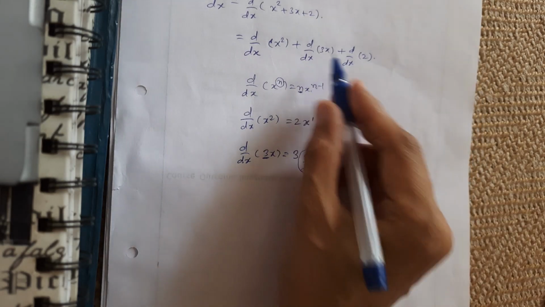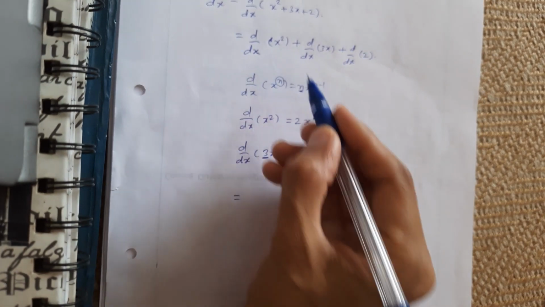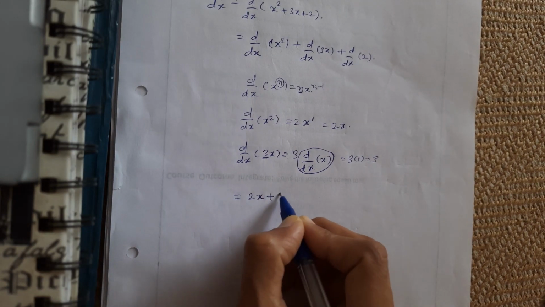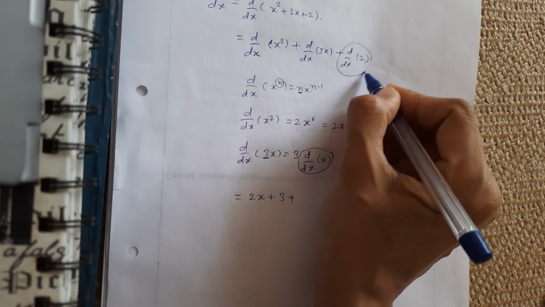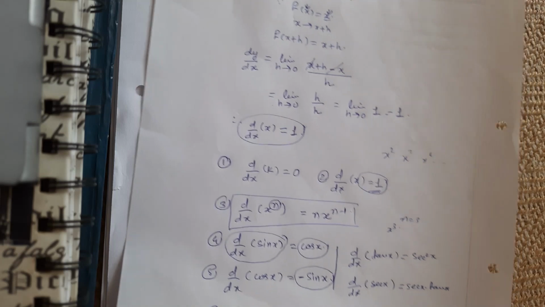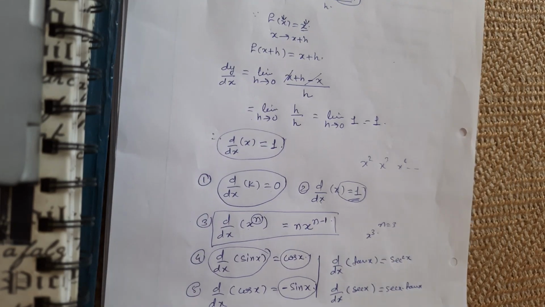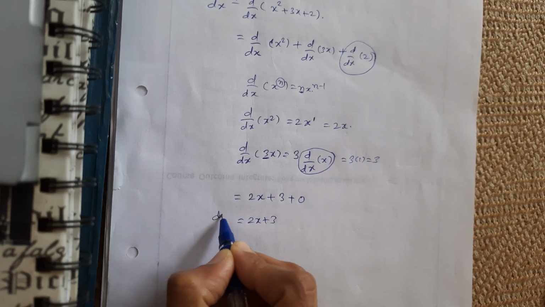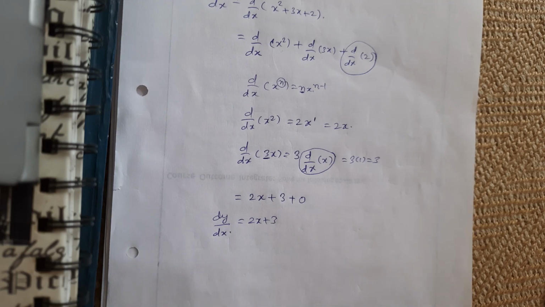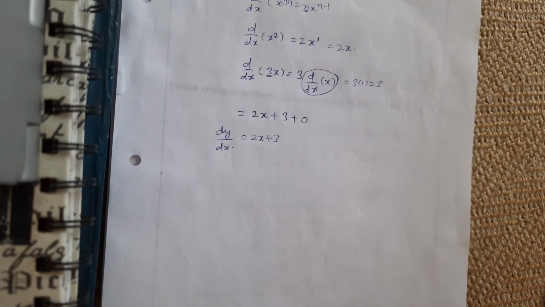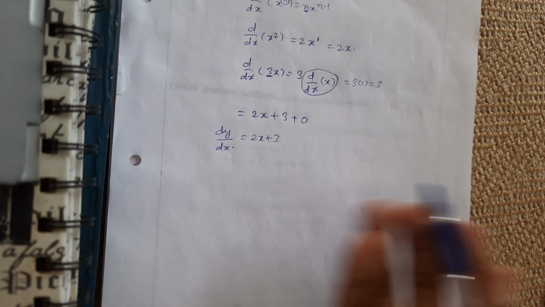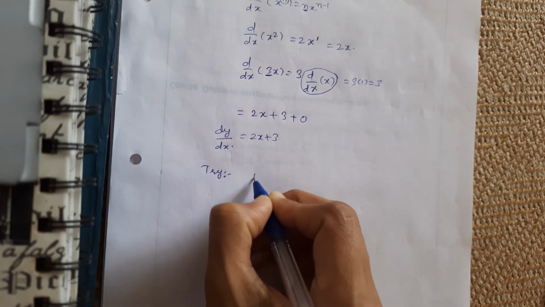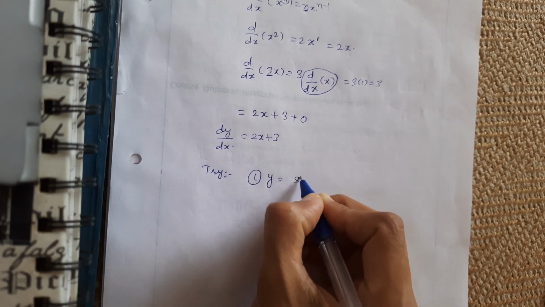Now write down the values here. So the derivative of x square I get 2x, plus 3, plus the derivative of a constant. What is the derivative of a constant? It is always 0, as we have seen here. So what I get, 2x plus 3, is my dy by dx. I hope you understand the procedure, how we are writing this. Now I want you to try to solve these examples. So find the derivative of the function.